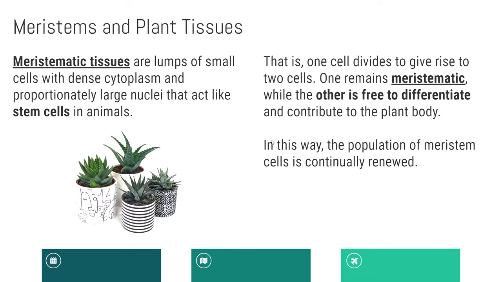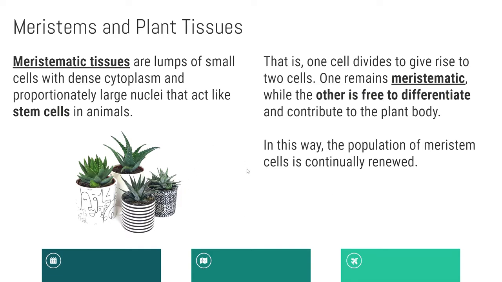So what makes plants capable of unlimited growth at localized regions? It is because of their meristematic tissues. These are lumps of small cells with dense cytoplasm and proportionately large nuclei that act like stem cells in animals. So in animals, we call those cells capable of differentiation stem cells. In plants, we call them meristematic cells.